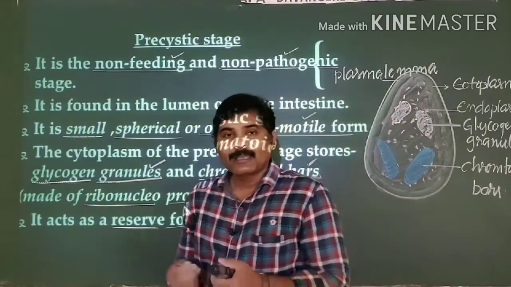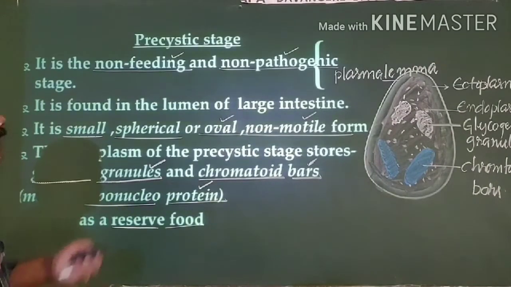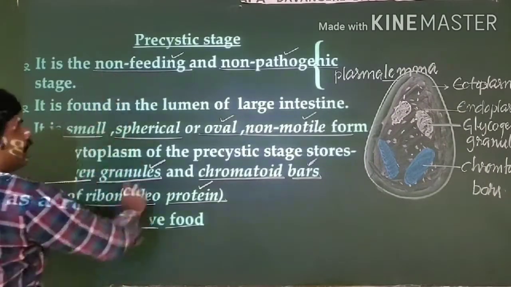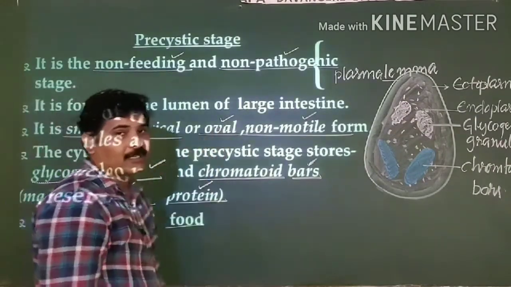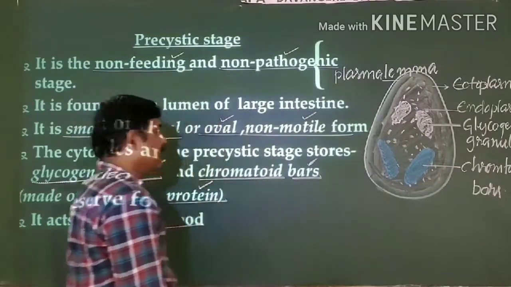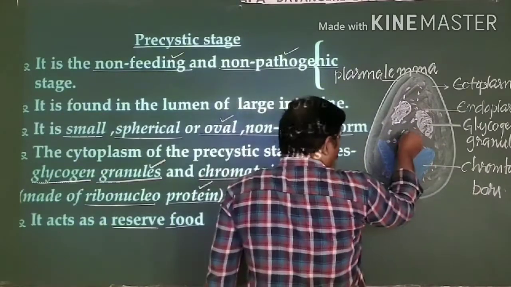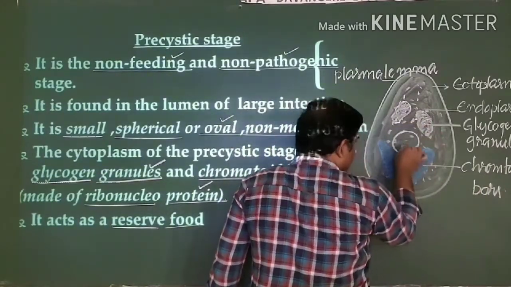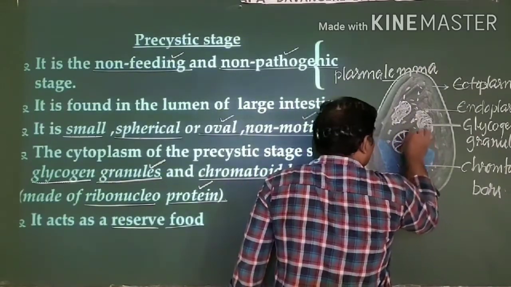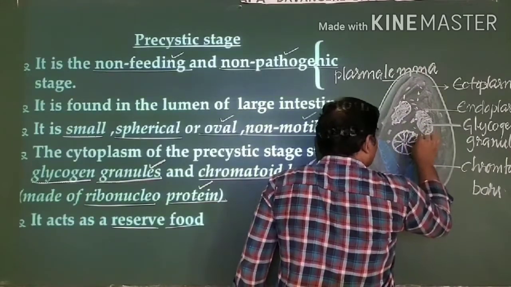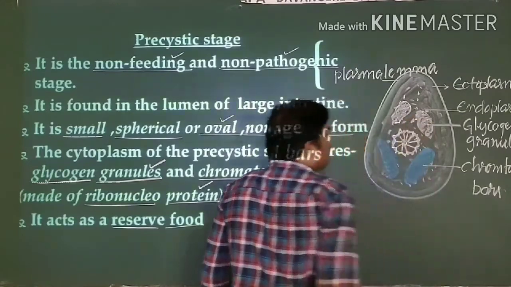This is all about the important second stage of your parasite, that is the precystic stage. I repeat once again, it is a non-feeding stage or non-pathogenic stage. It is small, spherical or oval in shape, and it is non-motile. It has glycogen granules and chromatoid bars. Of course, at its center you can see the nucleus, which is cart shaped or chariot shaped. Here the nucleus is present at its center, which is a very important characteristic.